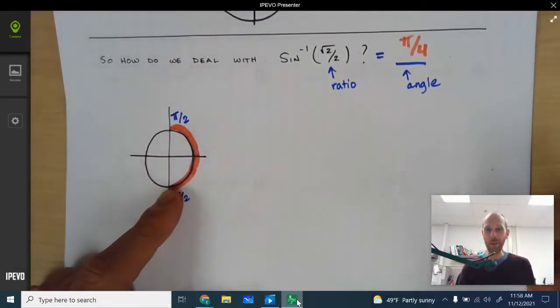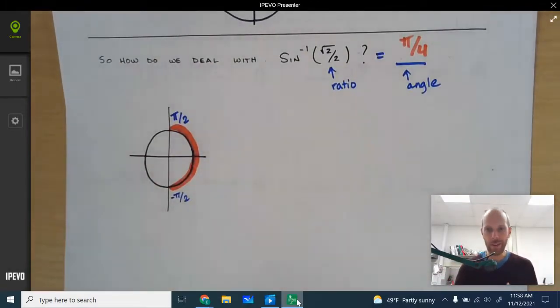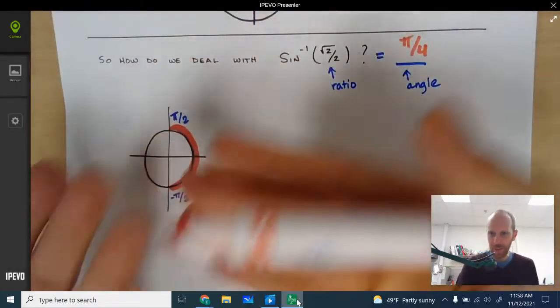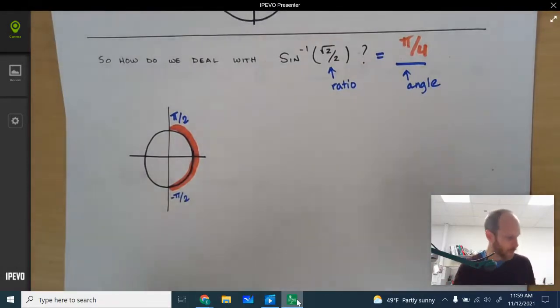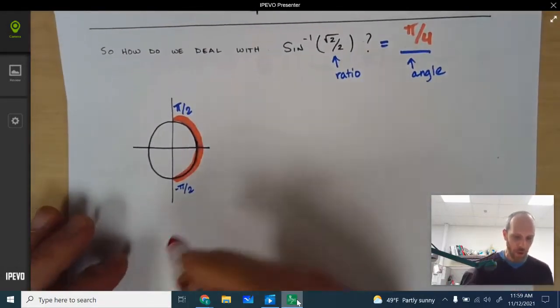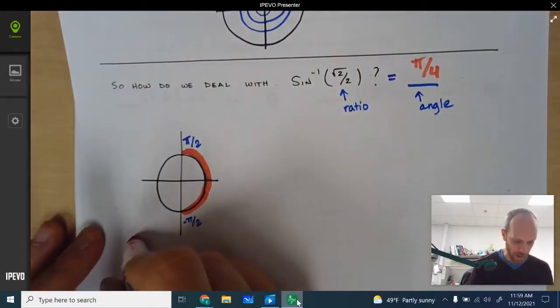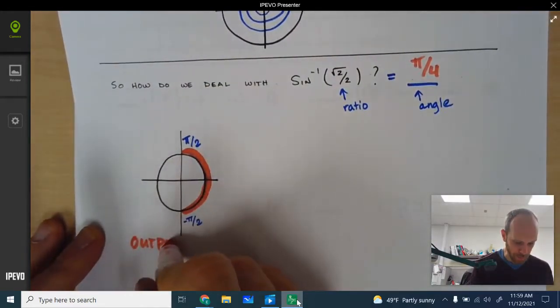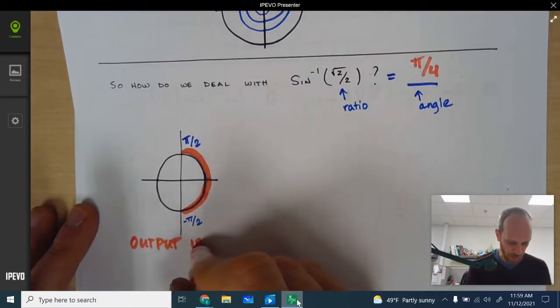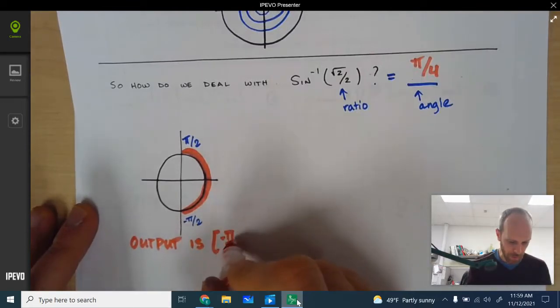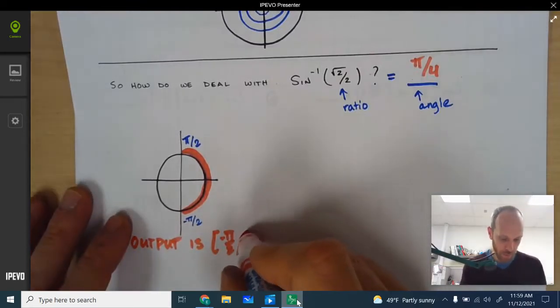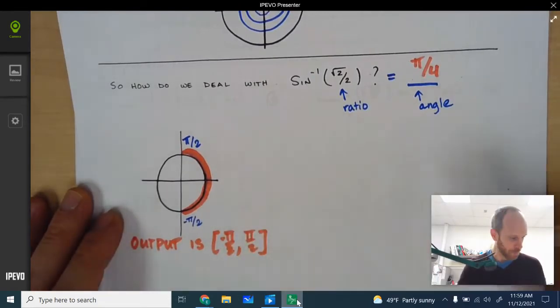Now, is this kind of arbitrary? Yeah, it's arbitrary. I mean, they chose it because this seems like the simplest branch, but they could have chosen anything, right? So anytime you have an inverse sine, the output is going to be between negative pi over 2 and pi over 2.